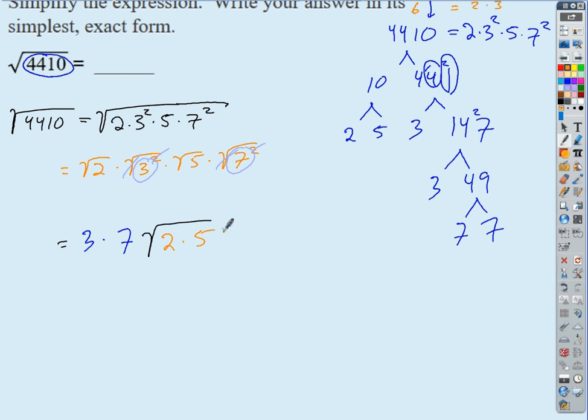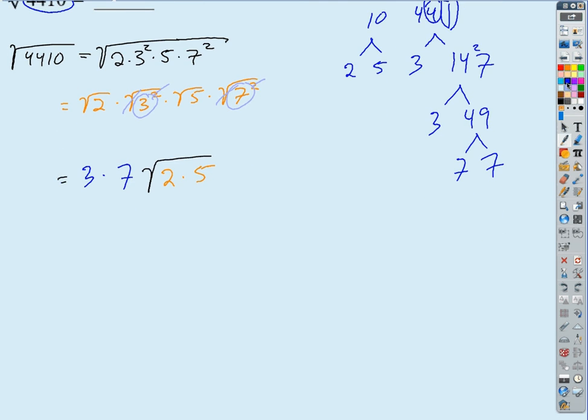Everybody see that? We're just trying to break it down as much as possible. And so then our final answer would just look like 21 outside times the square root of 10 inside. Okay, that's a lot of work to show. I would claim that we could do that in one step. Here's how we can do it.